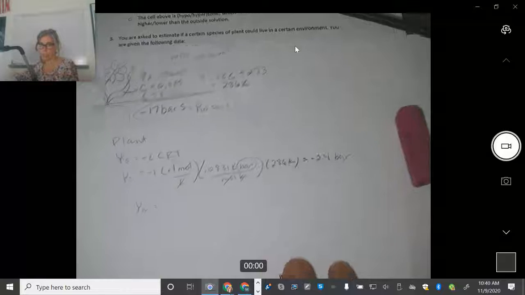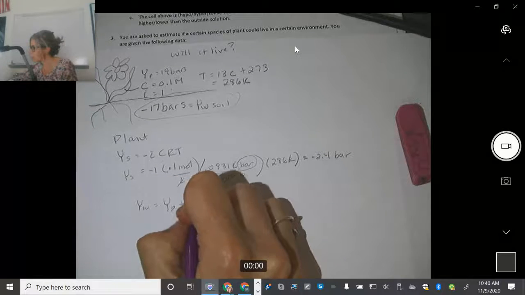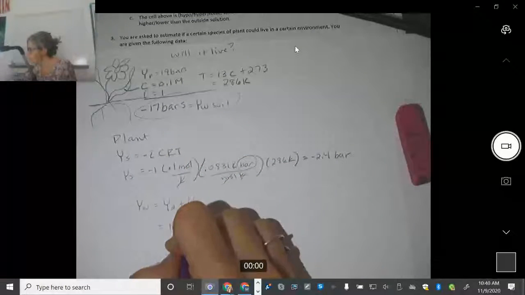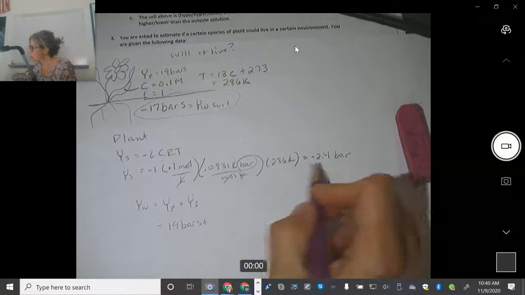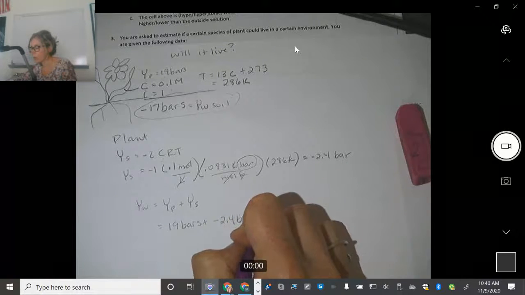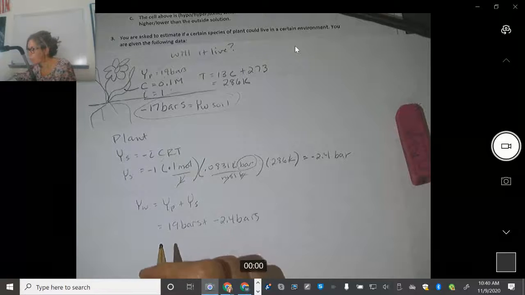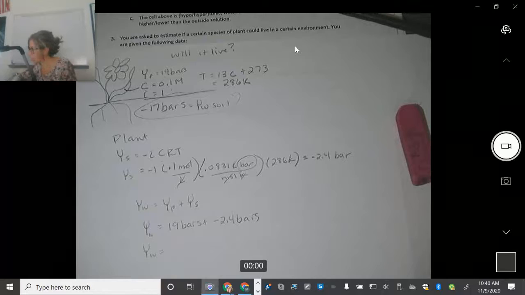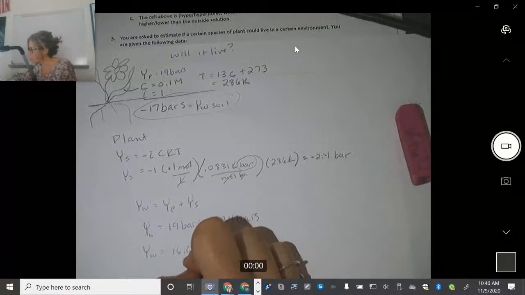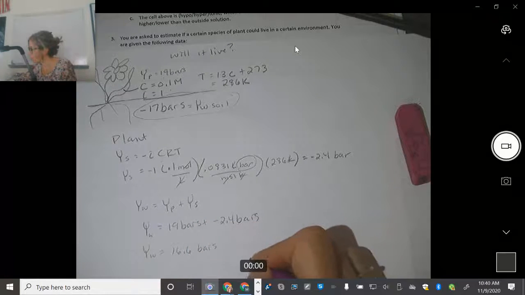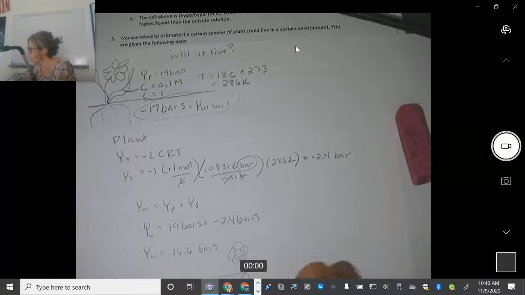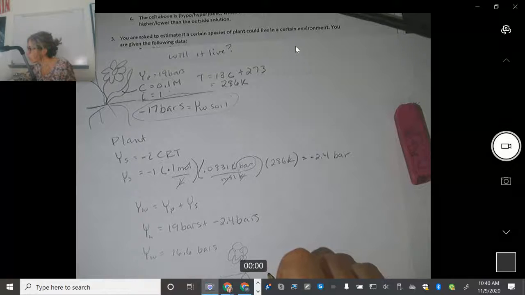So it's set up here that the pressure potential is 19 bars, and then the solute potential is negative 2.4 bars. And so the water potential equals 19 minus 2.4, which equals 16.6 bars. And so that means my flower is going to die. So this is 16.6, but the soil is negative 17.